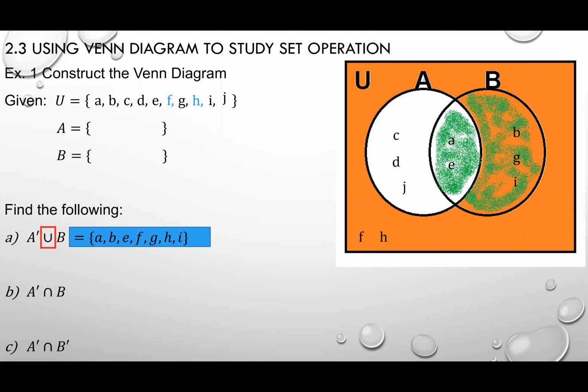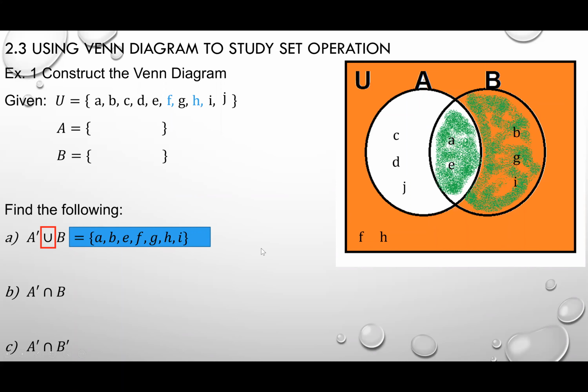Okay, you would say, wait a minute, Mr. Tran, the A and the E are in A. I agree with you that the A and the E are inside the A circle, but they're also in the B circle, and they tell me that if it's in the B circle, I have to include it. Okay, and again, the answer right here, I just put them in order, which is A, B, E, F, G, H, I. As long as your paint touches for the union, you take it.